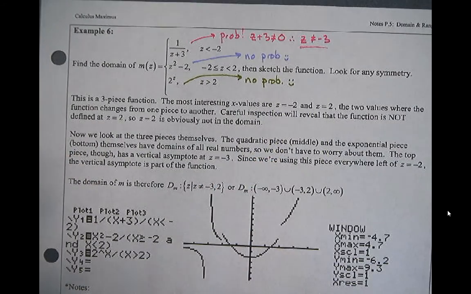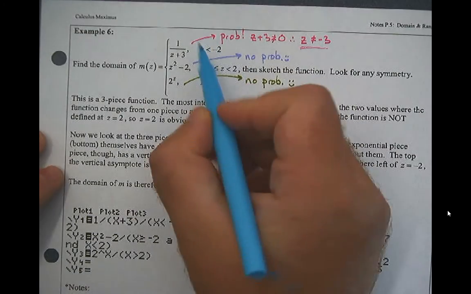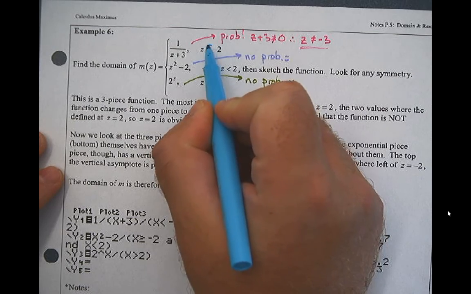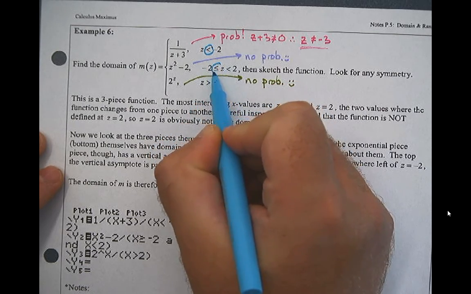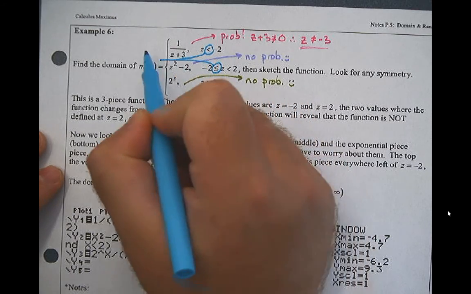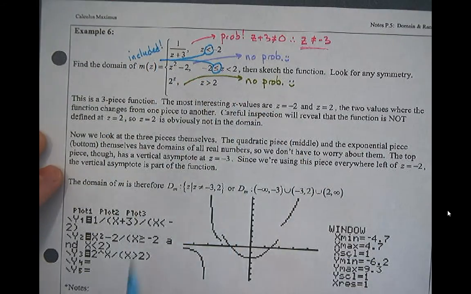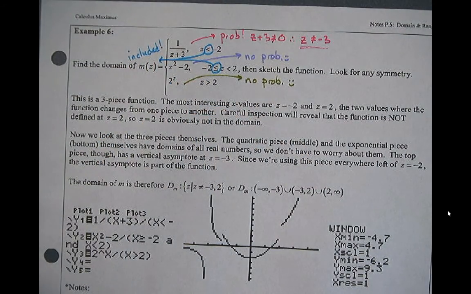Now, because this is a piecewise function, we should look at one other place. We should look at all the transitions between one piece and the next and make sure that they're defined. So what I mean by that is if I circle, okay, z at negative 2 is not defined here, but is defined here. So it is included. That is included. Now let's look what's happening at 2.